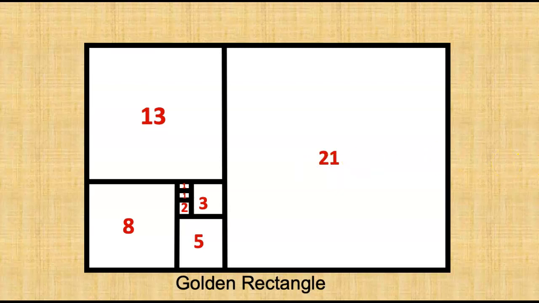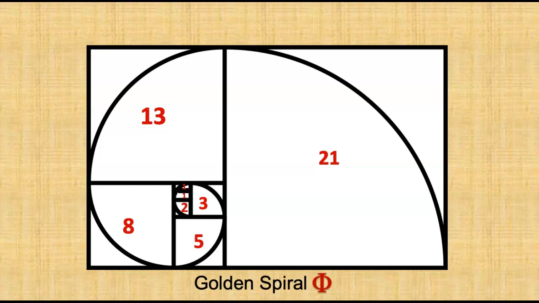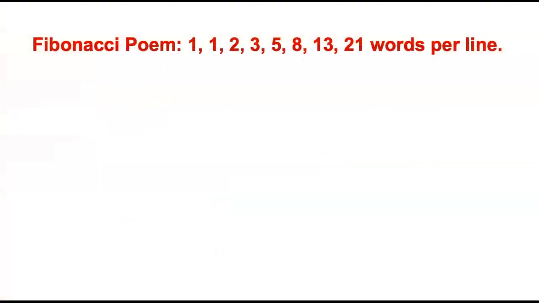So it's another way to visualize the sequence. Mathematicians then overlay this golden rectangle with a spiral shape. This is called the golden spiral. Sometimes it is represented by the Greek letter phi. A Fibonacci poem uses this sequence 1, 1, 2, 3, and so on. As you write that many words per line, let's see what this looks like.